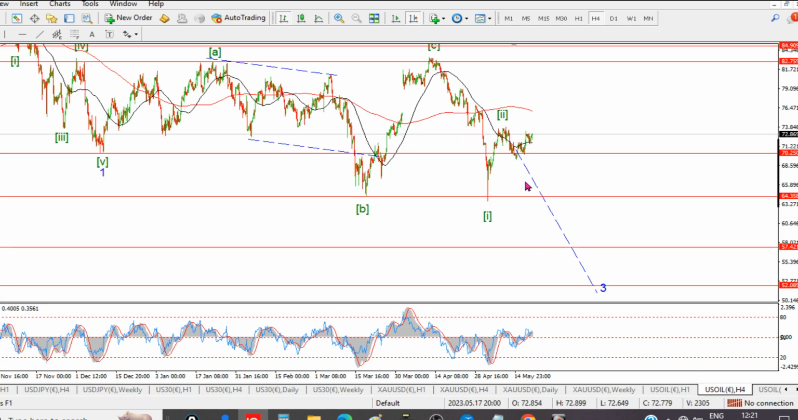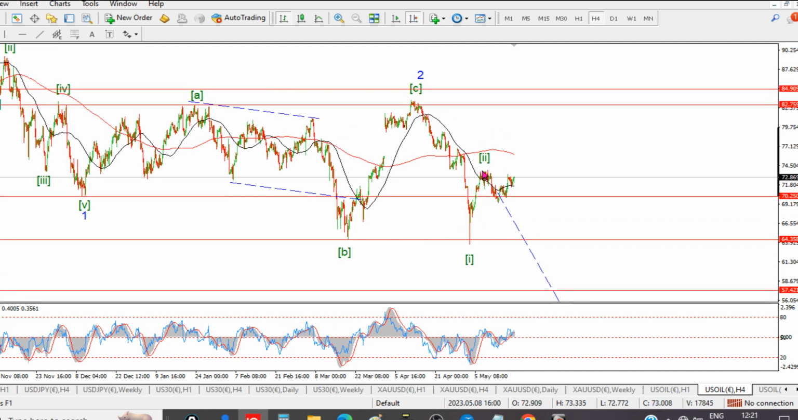Crude oil. Now, the 4-hour count in crude oil has kind of been hanging in stasis this week. We don't know.